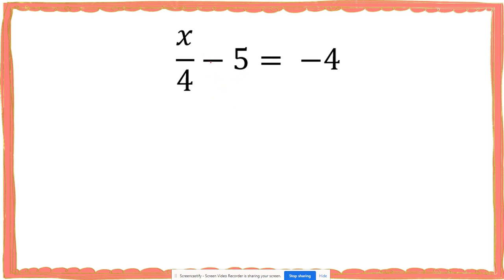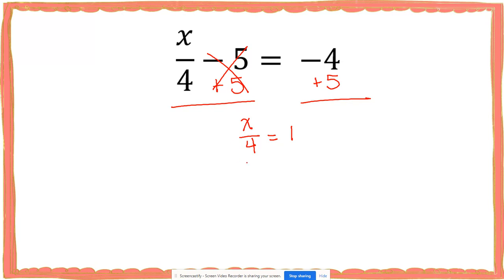So I'm going to use the inverse of subtracting 5, which is adding 5 on both sides of this equation. Now negative 5 plus positive 5 combines to make 0, so they cancel each other out, and I'm left with x over 4. On this side, I have negative 4 plus positive 5, which gives me 1.